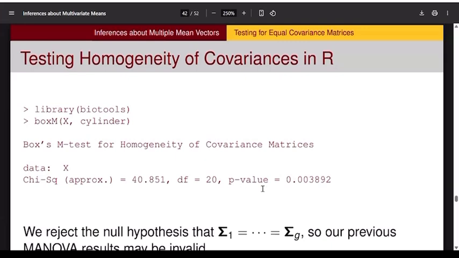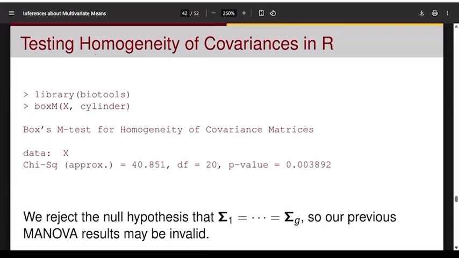After that, take a look. Oh my God. Look at the p-value here. When the p-value is less than 0.05, it means you need to reject the null hypothesis. Rejecting the null hypothesis means that when you conduct a multivariate analysis of variance test, whatever decision you take is declared null and void because there's a violation of assumption.